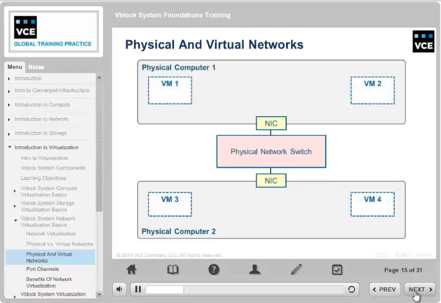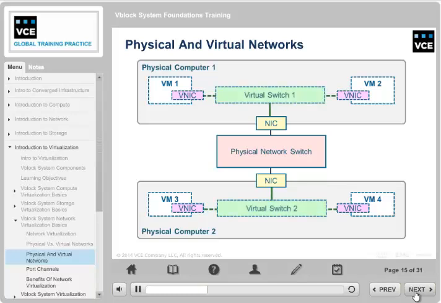Virtual machines must also connect to the network. Inside the physical computer, each virtual machine has its own virtual network interface card, or VNIC. These VNICs provide connectivity to the VM and connect to the network through a virtual switch that manages traffic to the physical NICs that are part of the host.